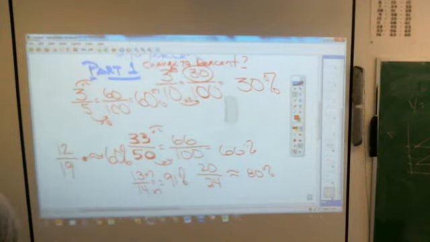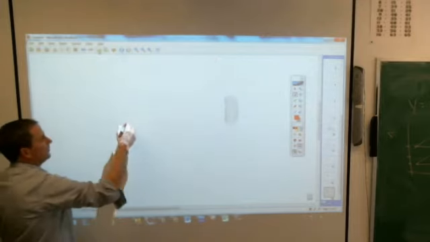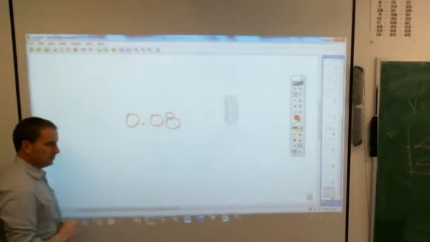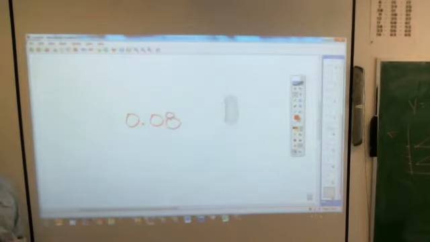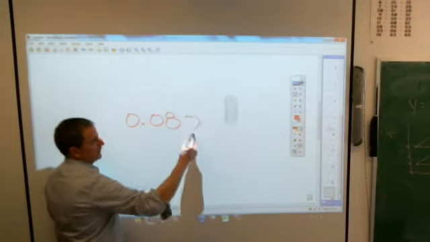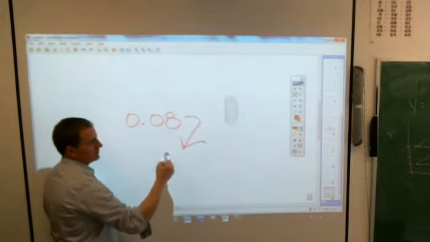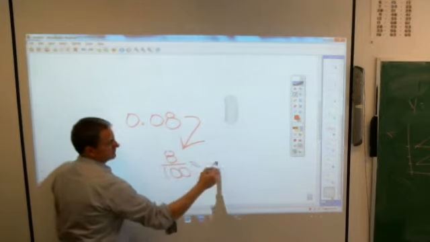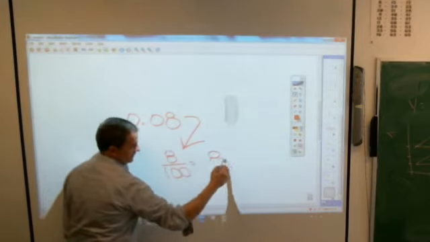Isn't that exciting? I think some of you would love to go home and tell your parents all about this. Oh, and then they give you this. What if they ask you to change that decimal to a percent? Well, since we were just talking about fractions, 0.08 is what fraction? 8/100. And 8/100ths is what percent? 8%, right?